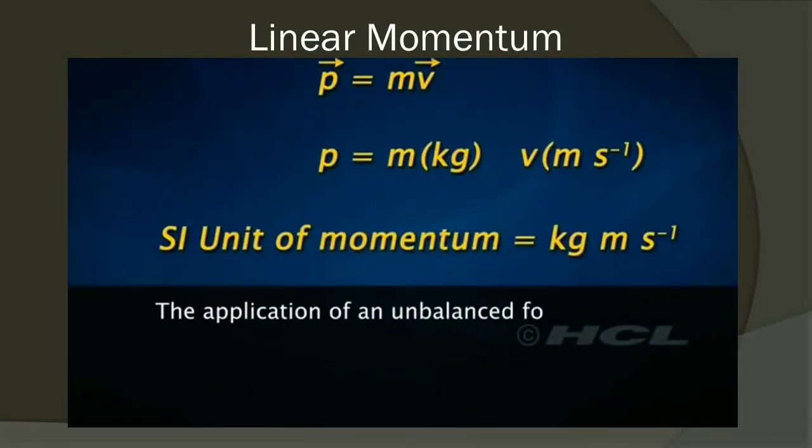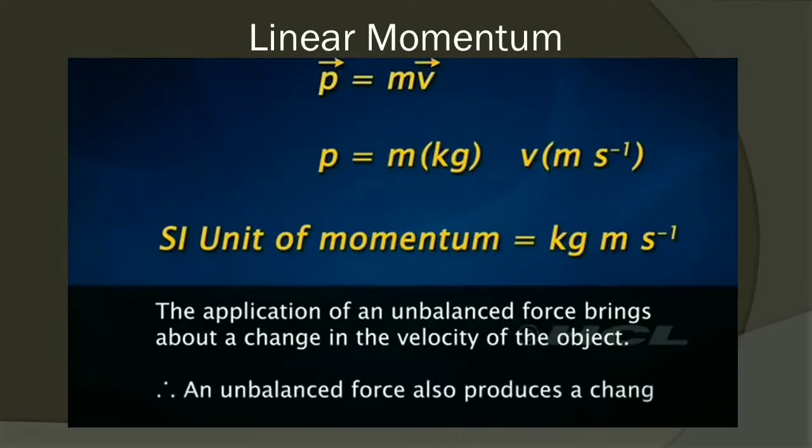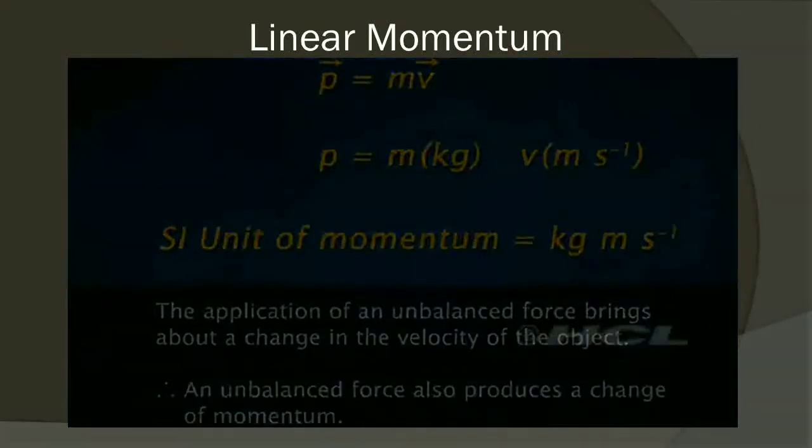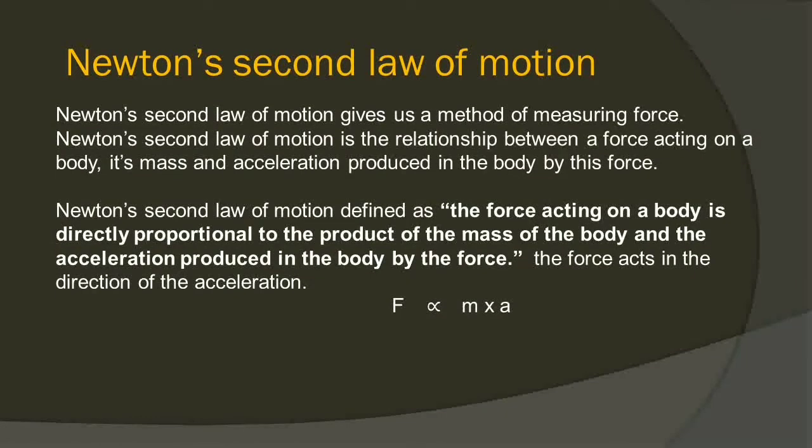Clear? So the application of an unbalanced force brings about a change in the velocity of the object. This is all about momentum. An unbalanced force also produces a change of momentum. Actually, Newton's first law of motion gives us the qualitative definition of force, but Newton's second law of motion gives us a method of measuring force. So now we will see Newton's second law of motion.